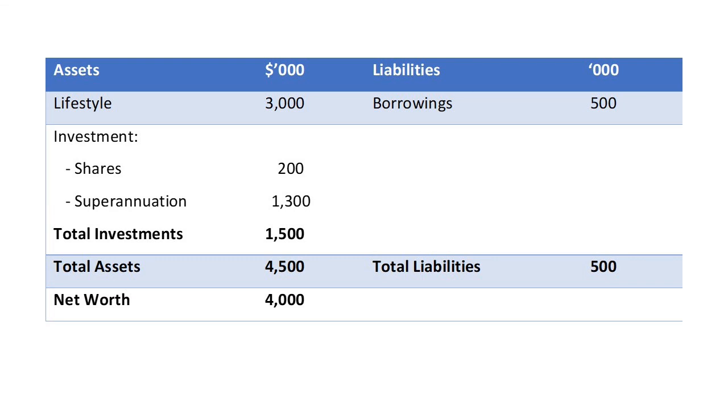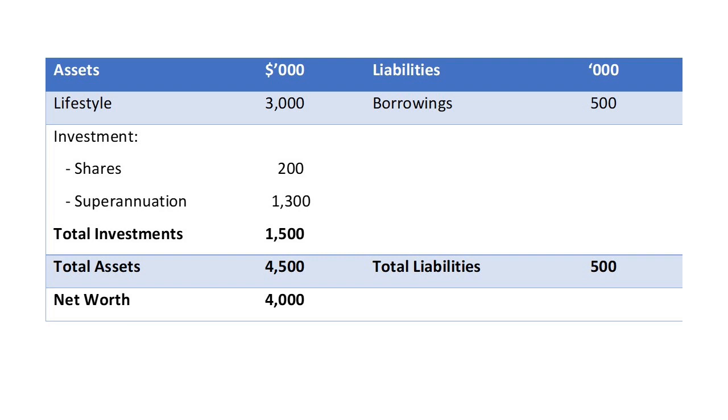We'll assume a 45-year-old couple, the Brights, who wish to retire in 20 years. Their current balance sheet before borrowing for investment is shown in the table on the screen now. Their net investment wealth is $1 million, being total investments of $1.5 million less net borrowings of $500,000.